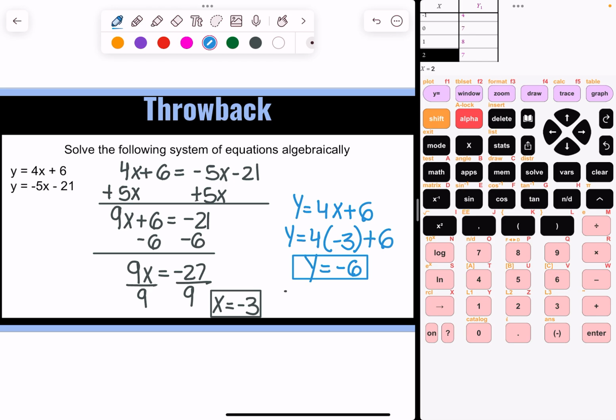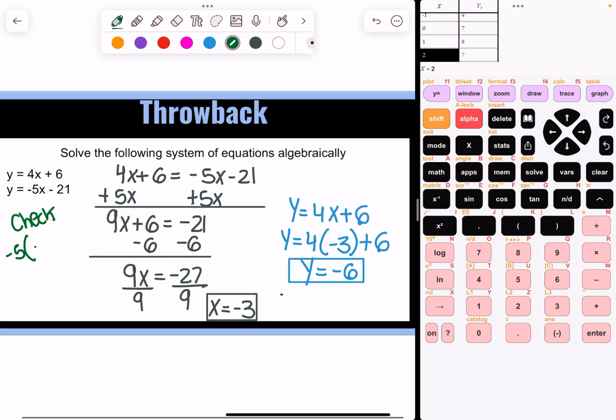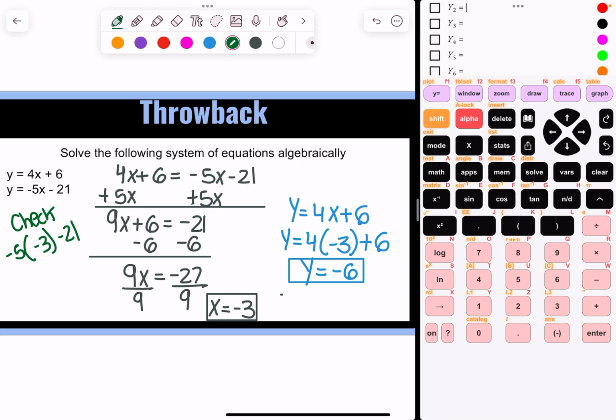Now using the second equation, let's check. Negative 5 times x, which is negative 3, minus 21. And we need the answer to be negative 6, or there is a mistake. Let's see. Negative 5 times negative 3 minus 21. We are good. It works.